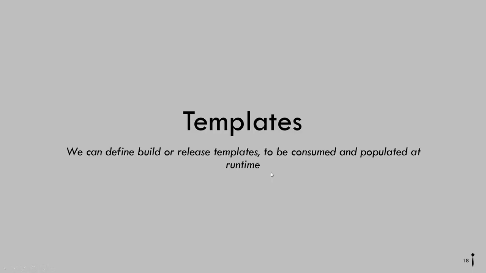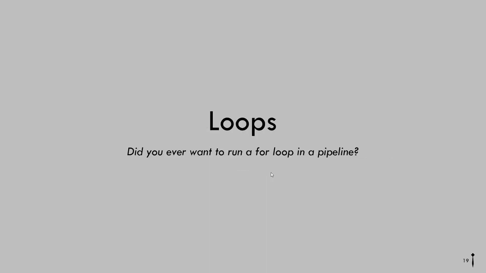Another feature that I'm really in love with is templates. We can finally define build or release templates that can be consumed and populated at runtime. This means that we have facilities where we have a number of well-known steps that we can run at the same time on different target environments, or potentially with variables populated on the fly for your templates. This goes very well with loops, because we all wanted to run a for loop in a pipeline for ages, and now we finally can.